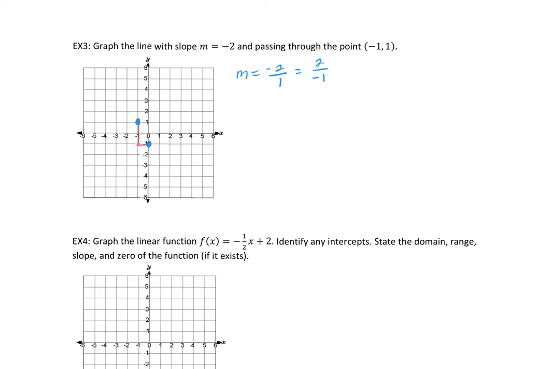But let's say that I was using positive 2 over negative 1. Again, I'm going to start at my point negative 1, 1. I'm going to pretend like I didn't get that second point. And instead, I'm going to go up 2, because the 2 is positive. And then negative 1 means I'm going to go to the left, or negative direction in the x-axis, 1 unit. And there's another point. Notice that all 3 points line up. And that means it didn't matter where I put the negative, I would still get the same line that I'm going to attempt to draw.